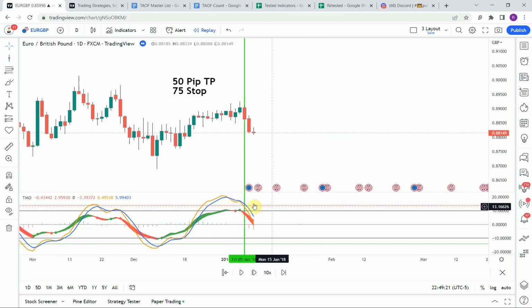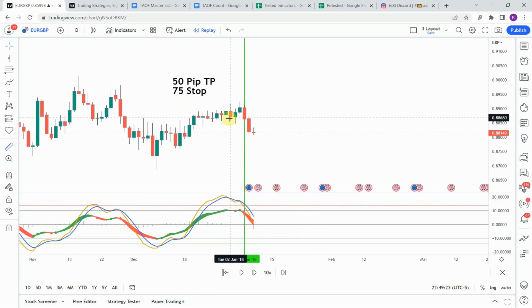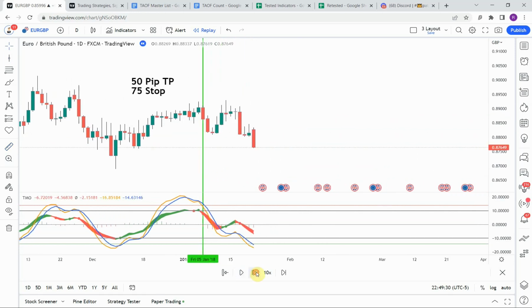Decrease that line weight right there. All right, so we'd have a signal right there, and you see that we got a pretty nice drop to the downside there. That got us to our take profit. Let's go ahead and play it forward a little bit more here.